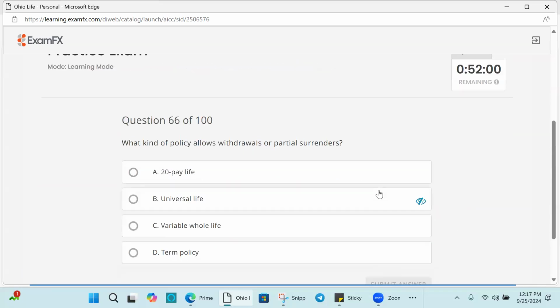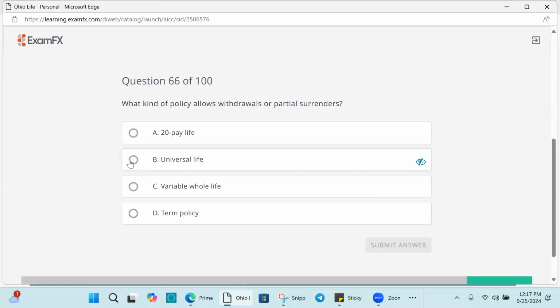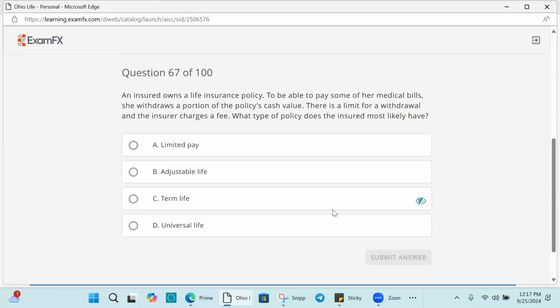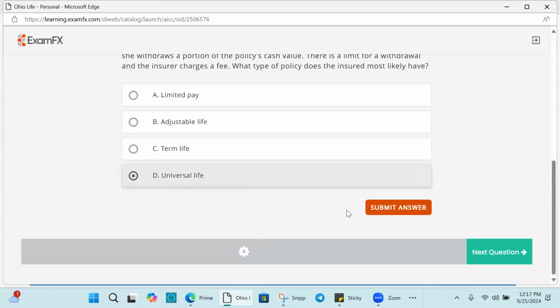What kind of policy allows withdrawals or partial surrenders? That's universal life. An insured owns a life insurance policy, and to be able to pay some of her medical bills, she withdraws a portion of the policy's cash value. There's a limit for withdrawal and the insurer charges a fee. What type of policy does the insured most likely have? Universal.